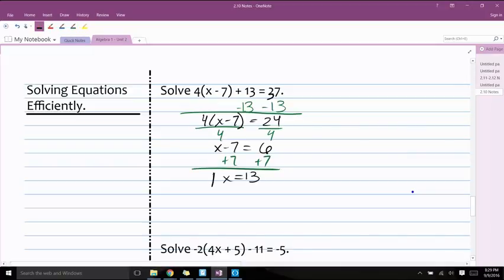Again, could you have gotten the answer using the distributive property? Totally. Am I fine with you if you do that? Absolutely. I just think that if I can find ways to minimize my work and to avoid opportunities for mistakes, I like to do that.